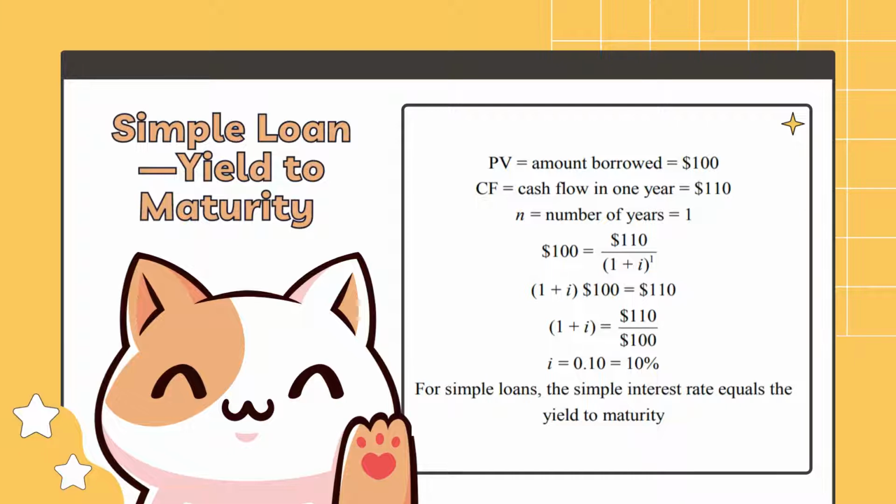And we'll proceed to the computation at mag-a-arrive tayo sa 10% or 0.10. So, ang 10% natin is our simple interest rate at the same time, the yield to maturity. Tandaan natin, again, na in simple loan, the simple interest rate is equivalent or equals to the yield to maturity. So, madali lang ang computation natin ng yield to maturity sa ating simple loan.